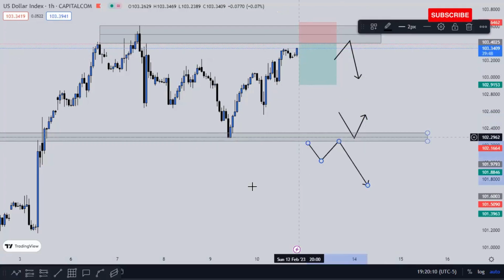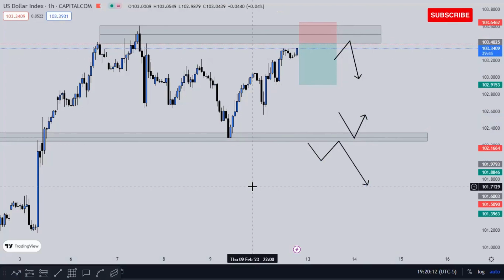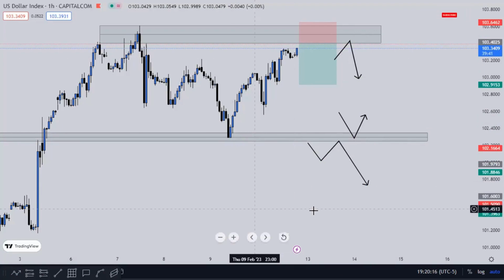So these are the odds. These are the only outcomes of this trade. So let's go. Next pair.